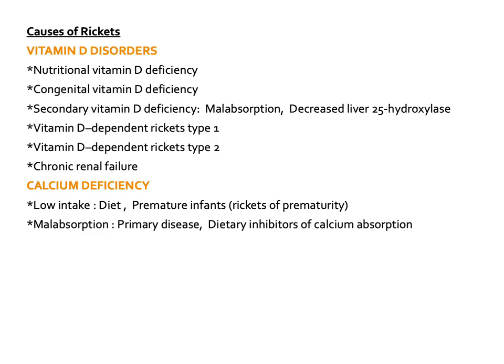Regarding calcium deficiency, either it comes from low intake, as in the diet, or in premature infants, hence rickets of prematurity. So the replacement of vitamin D is given earlier in a premature baby. And also when there is malabsorption, either because of primary disease or dietary inhibitors of calcium absorption. We may also use some treatments which decrease calcium absorption.